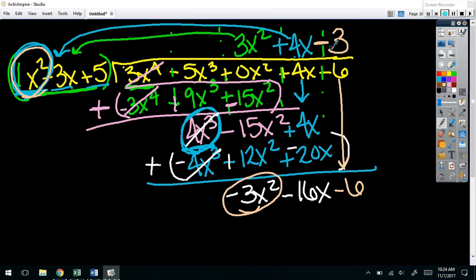Negative 3. So go down. You keep using the first one. It's always only the first piece. That's all you ever look at when you're trying to decide what to put up there.